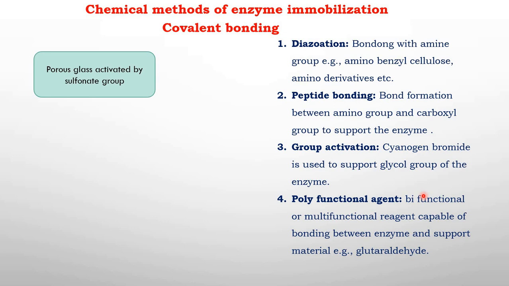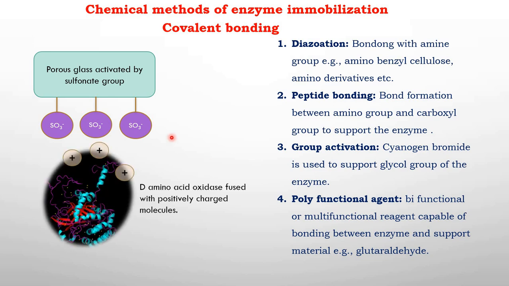So a typical example is sometimes a porous glass. Glass, you all know, is an inert substance. The glass may be activated with a sulfonate group. So sulfonate groups have negatively charged moieties. So if we are going to immobilize a negatively charged protein with it, we just attach an amino group to this negatively charged enzyme molecule.